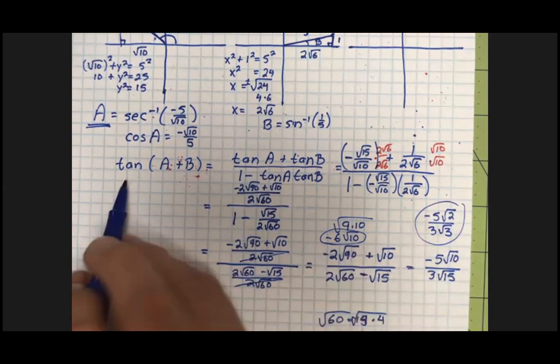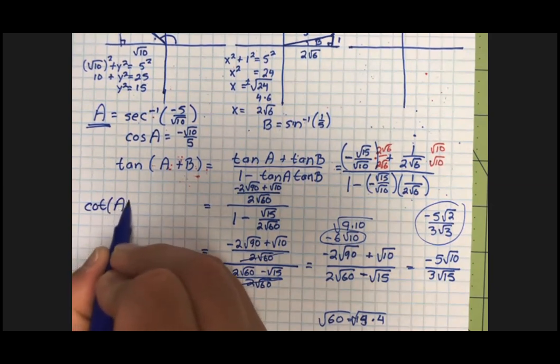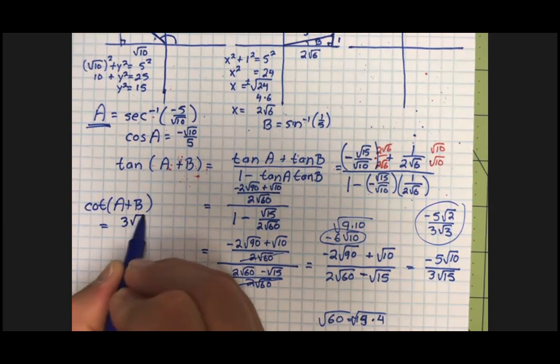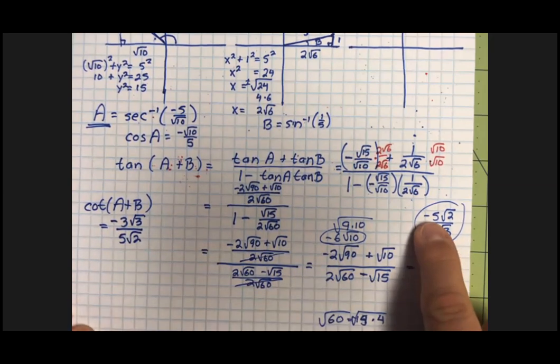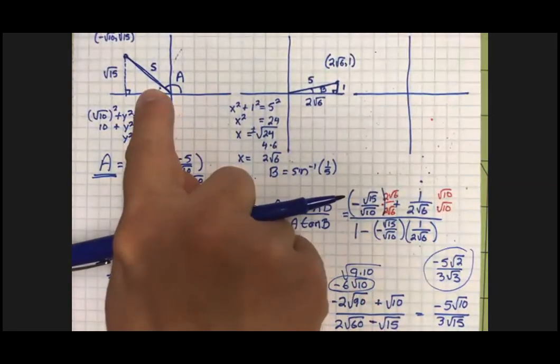Now remember, that's the tangent of a plus b. I want the cotangent. So now I can write the cotangent of a plus b is 3 root 3 over 5 root 2, negative. It's going to be negative, which is good because I thought it was going to show up in the second quadrant.